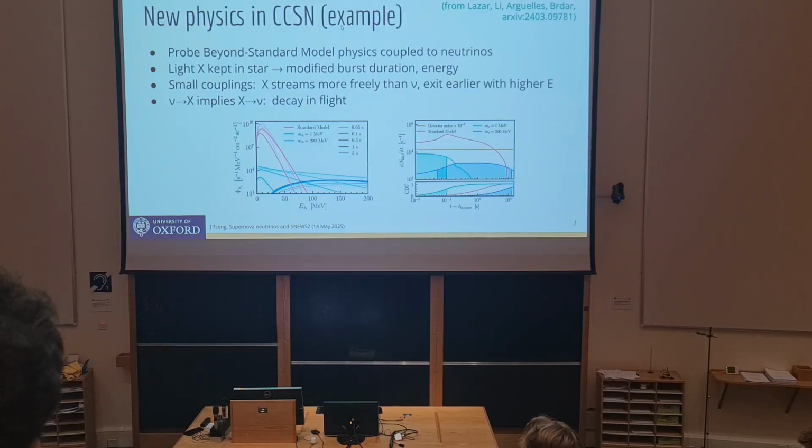And this can have several different effects. If you have these new particles in the middle of the star, that may actually change the way the burst comes out. It may change the energy spectrum. Also, because of the coupling, these particles will come out with higher energy than the neutrinos, because presumably their interactions are even less probable than neutrinos. And then you even have decays in flight, because if you have neutrinos that can make dark matter particles, you can also have dark matter particles decaying to neutrinos.